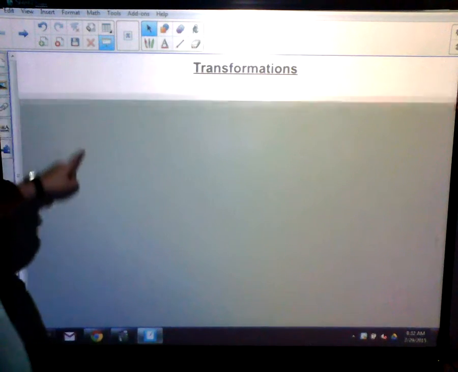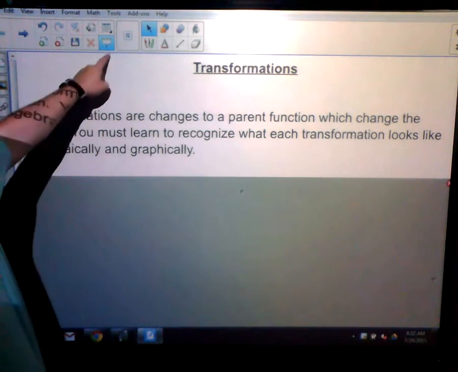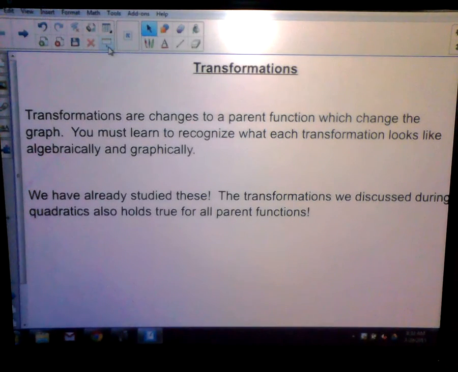Now we talked about transformations with the quadratics. These are things that change the graph, and we need to recognize what each transformation looks like algebraically, what it does in the equation, and graphically, what it does to the graph. Like I said, we've already talked about these. We've talked about them with quadratics, but the rules for transformations with quadratics still hold true for all the parent functions. Let's do a little review.